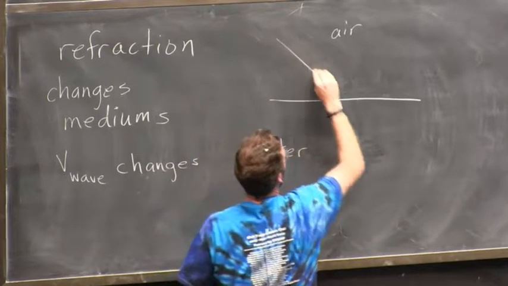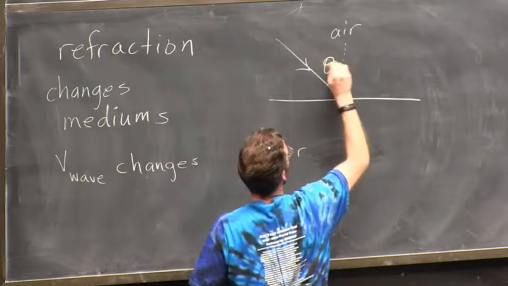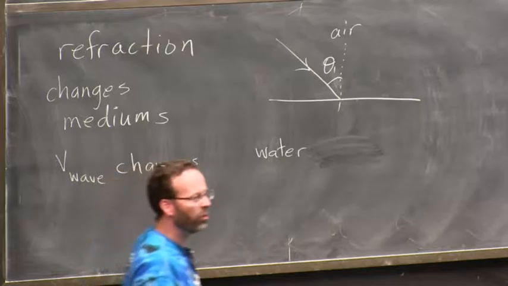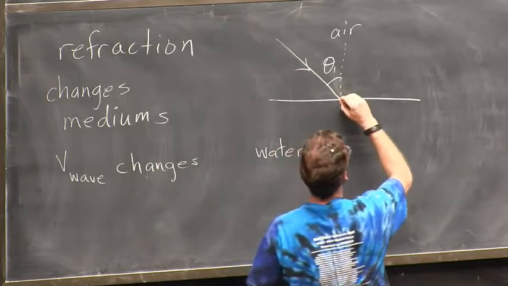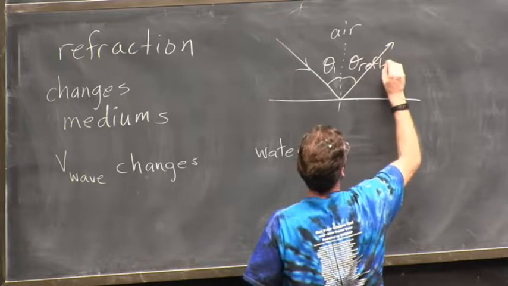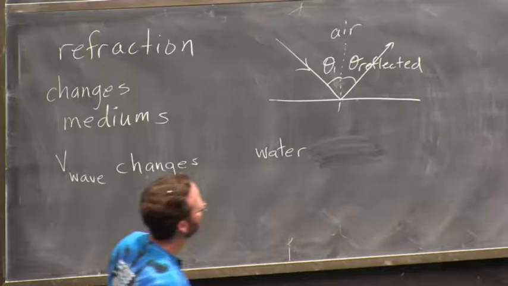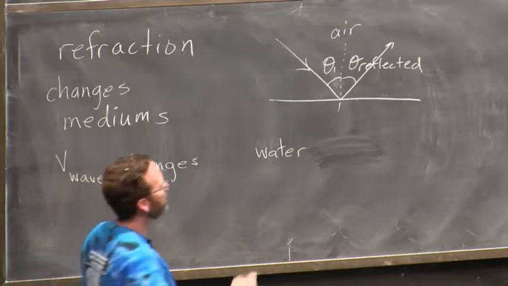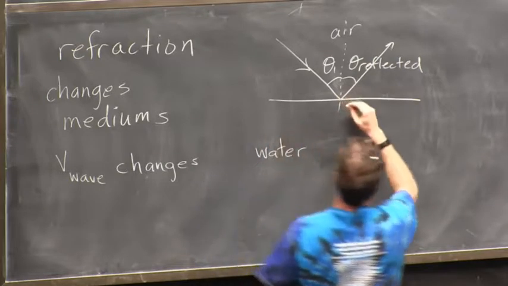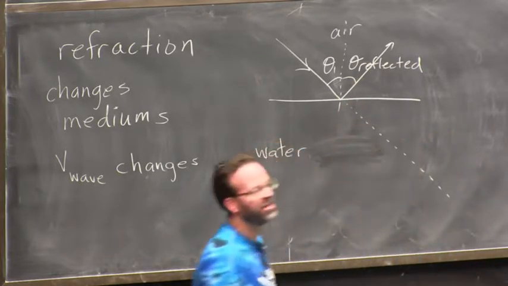You got a wave coming in. You draw the normal. So there's the incident angle that it comes in at. Yes, some of the waves will reflect off the surface at the same angle. So there's your reflected wave, coming back up. Now, if it traveled the same speed in air as it did in water, it should just keep going straight through like that. But it doesn't.